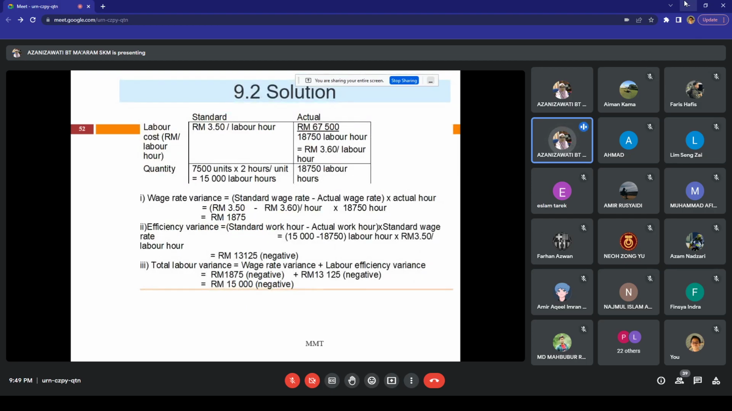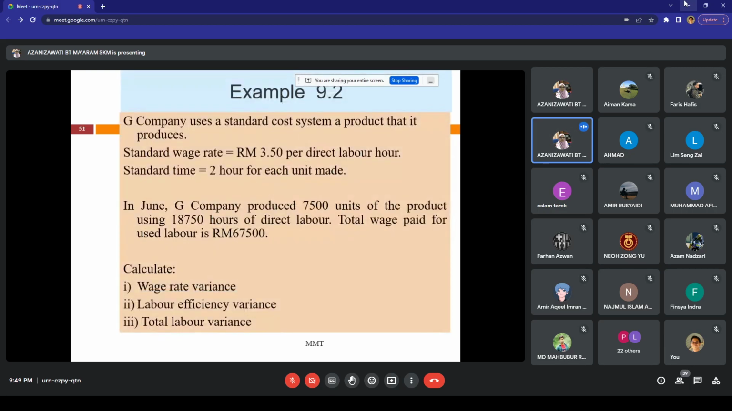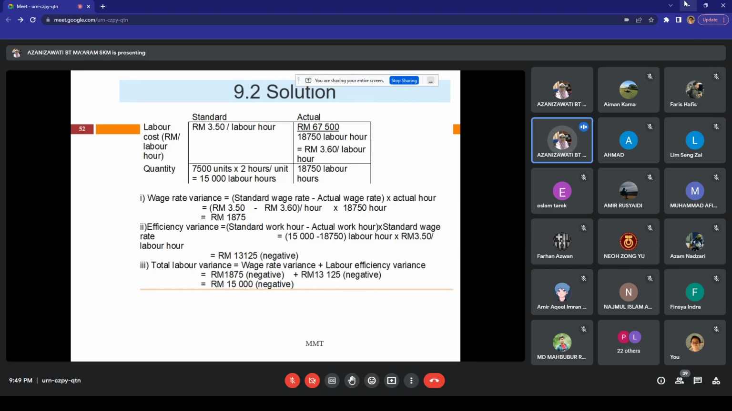So the standard wage is RM3.50 per labor hour. For the actual, you have the total that you pay, 67,500, divided by 18,750 labor hours, so you get 3.60 per labor hour. So meaning your company pays 10 cents higher than standard. Okay. So for the standard quantity, 7,500 units multiplied by 2 hours per unit, you get 15,000 labor hours.